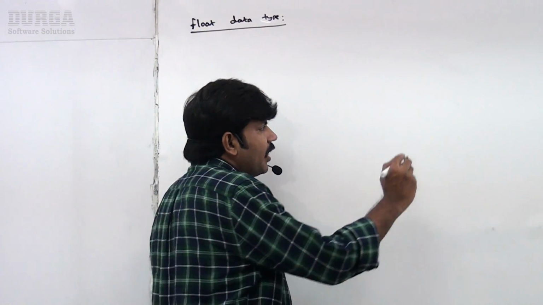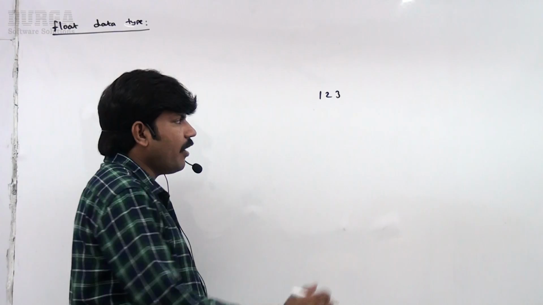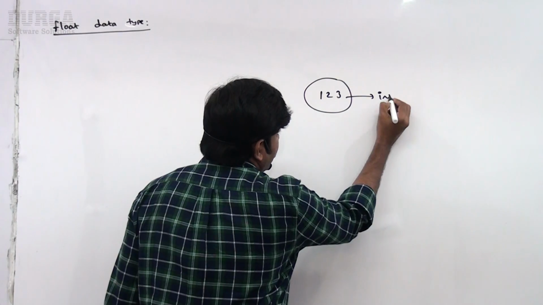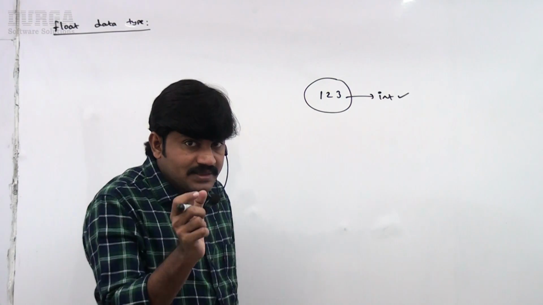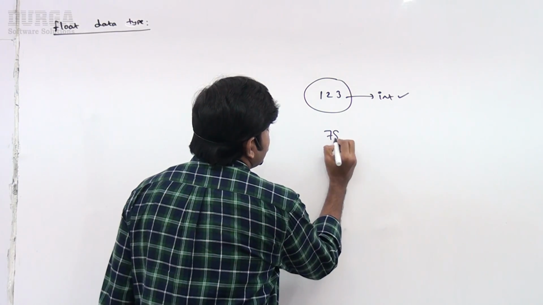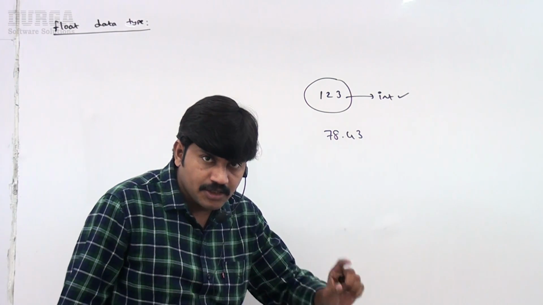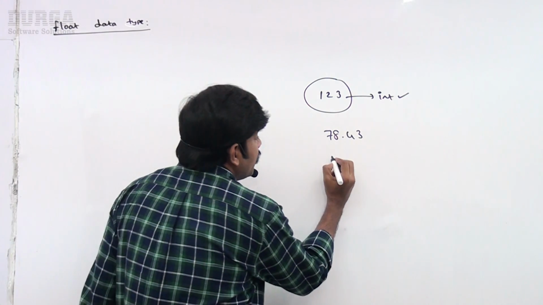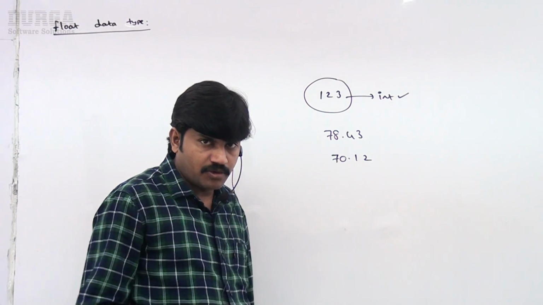Now I have a number, 123. It is a whole number without a decimal point. Happily, you can represent this by using the integer data type. Well, suppose I want the diesel price. Assume that it is 78.43, 78 rupees 43 paisa. Next, the dollar value in rupees. Assume 70.12, 70 rupees 12 paisa.